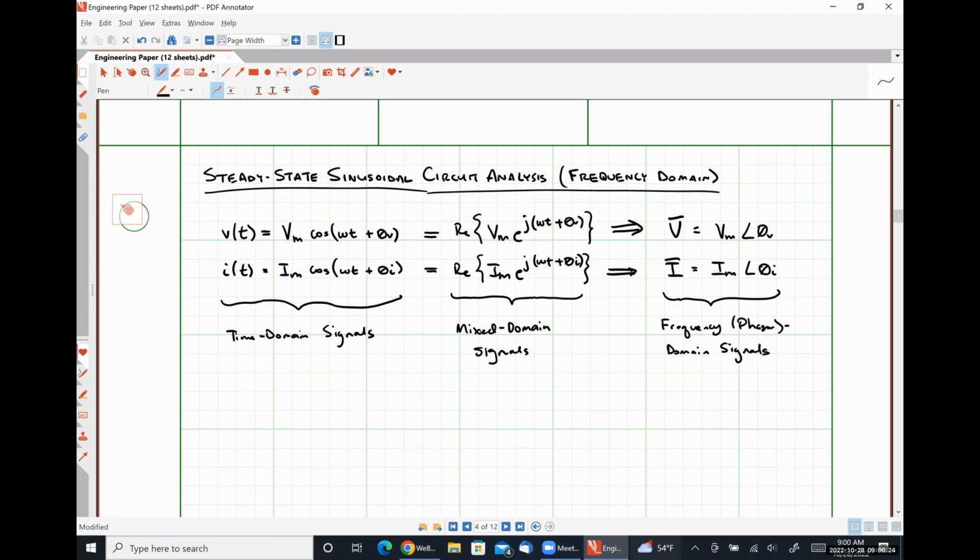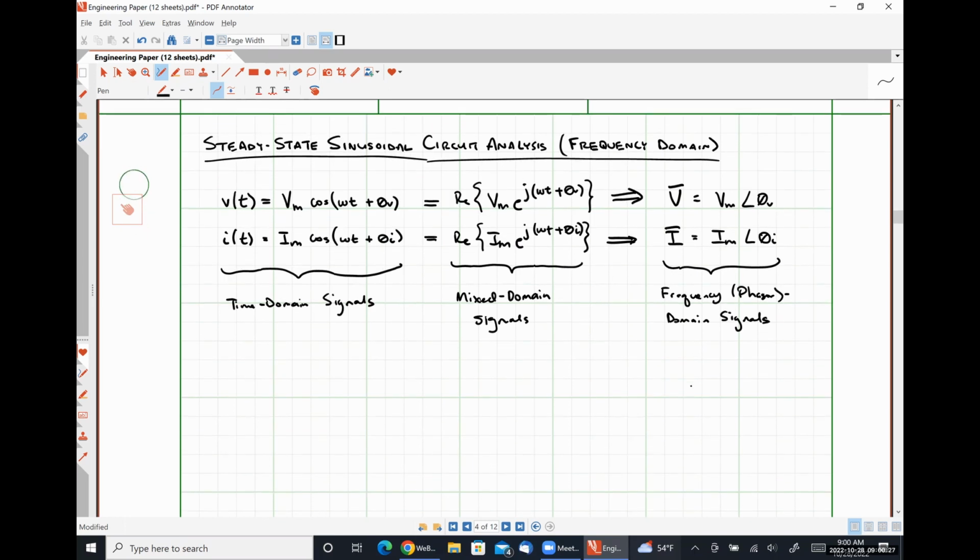Okay. So let's do some simple practice here. Let's say that I have a voltage signal, v_A of t, that is 14 cosine 19 pi t plus 113 degrees volts. What would its representation in the frequency domain be?